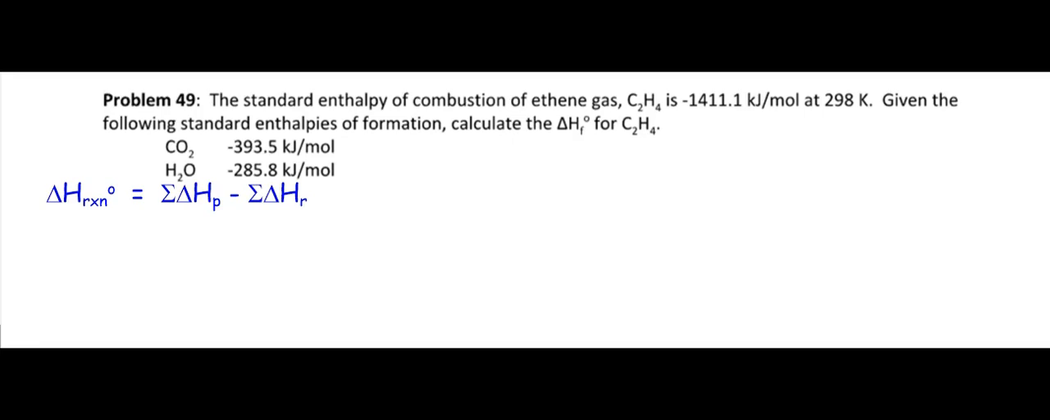It says the standard enthalpy of combustion of ethane gas is negative 1411.1 kilojoules per mole. Given the following standard enthalpies of formation, calculate the heat of formation for ethane. Why don't you go ahead and write down its formula or its equation right now? You can do it. Come back when you're done.